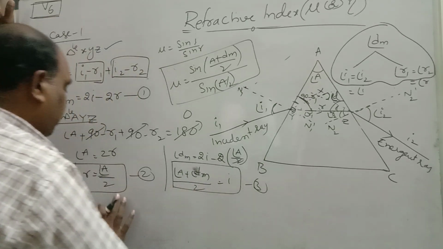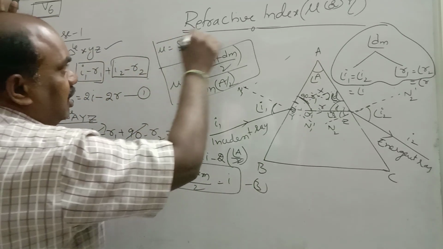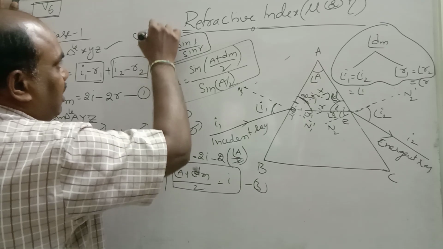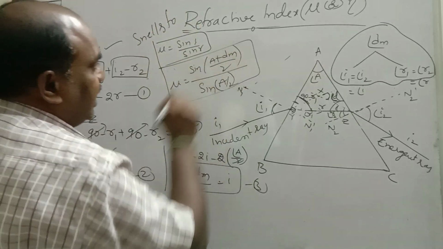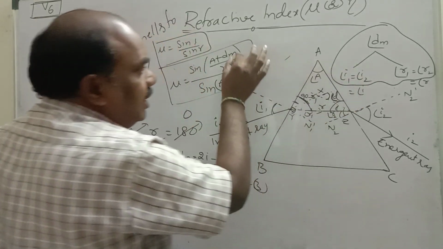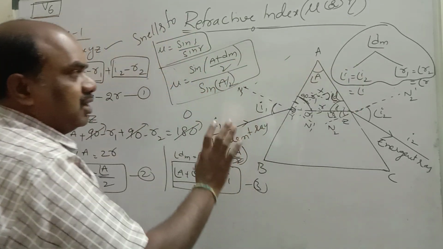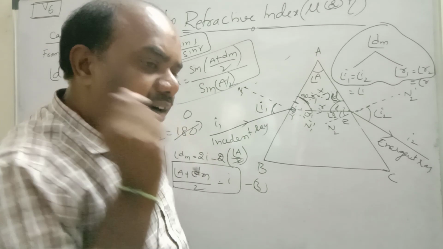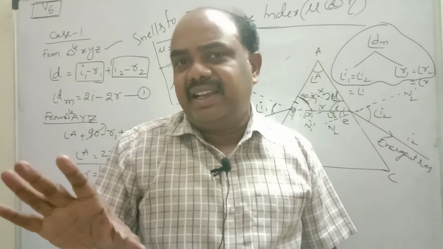These i value and r value I substituted in Snell's formula. Snell's formula is sin i by sin r. Mu is equal to sin of (A plus Dm) by 2 divided by sin A by 2, where A is the angle of the prism and Dm is the angle of minimum deviation. If you know these two values, you can find the refractive index of any prism easily.